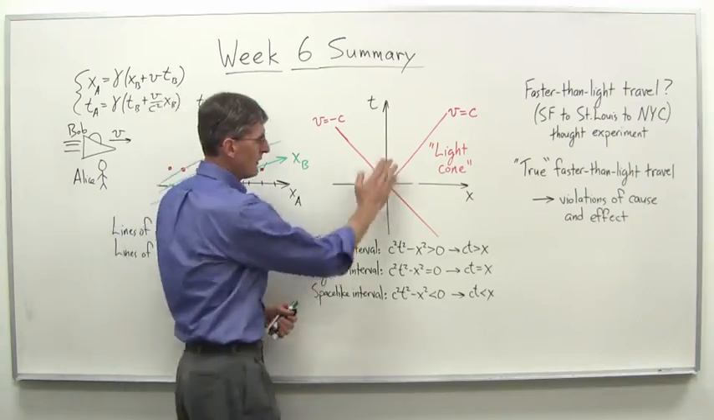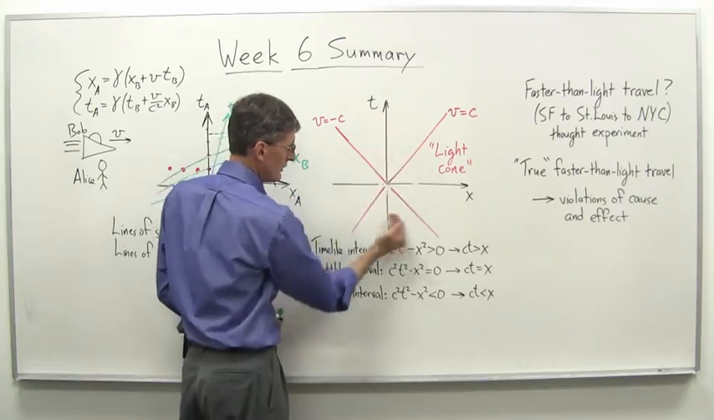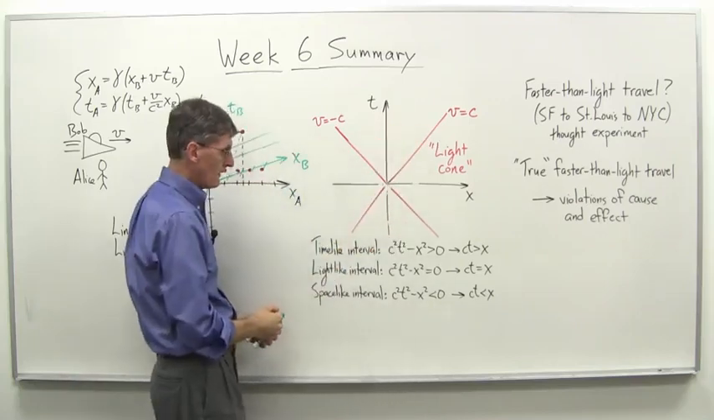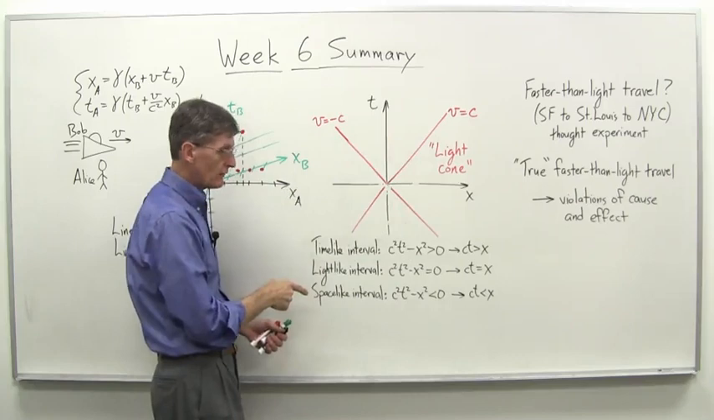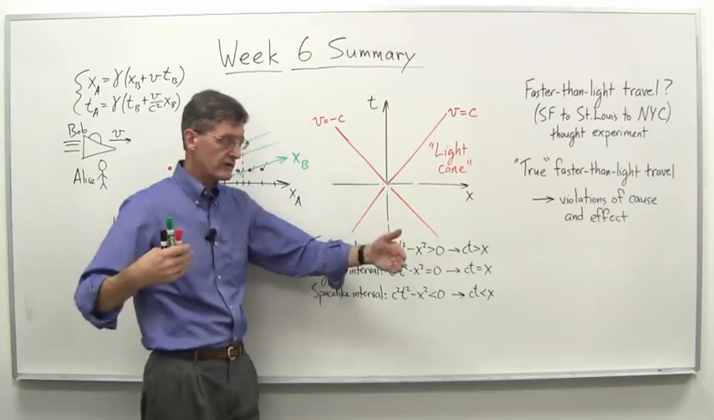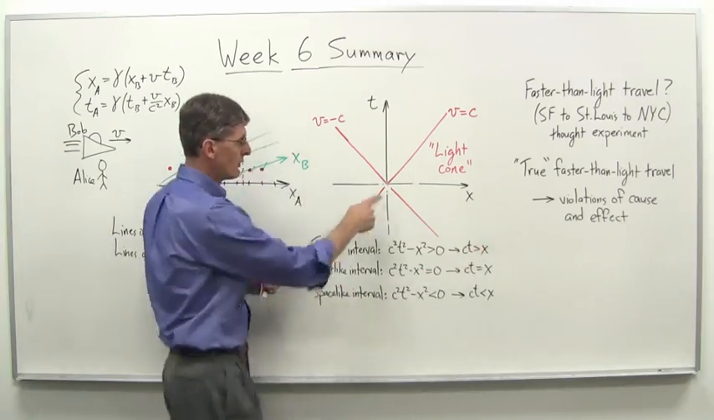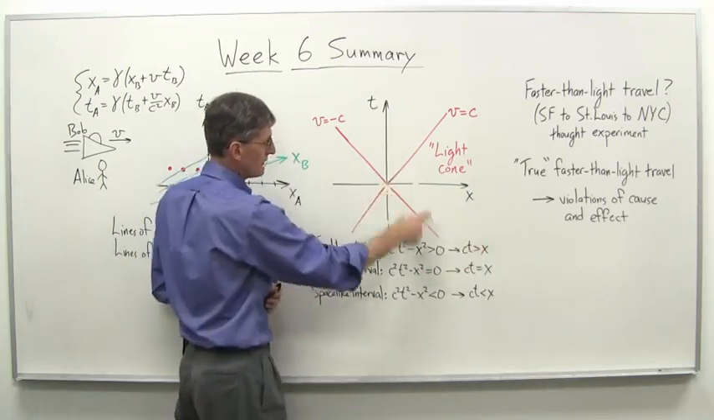So those would be locations in space and time that would be within the light cone here or here. A light-like interval then is when this equals 0 or ct equals x. In other words, the distance light can travel exactly equals the distance we need to go. And those are the values right on the light cone here.